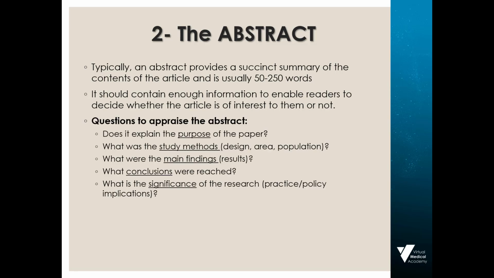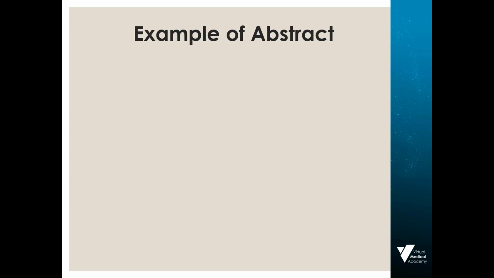So what kind of questions do we need to ask ourselves to appraise the abstract? First, does it explain the purpose? Before the purpose, perhaps it should provide a very short background about the problem they are addressing, and then the purpose of the study, what kind of methods they have used, and what the main findings are. Usually there is one main conclusion or perhaps a couple of conclusions, and what could be the significance of the research in terms of policy or practice. So let's have a look at this example of an abstract.